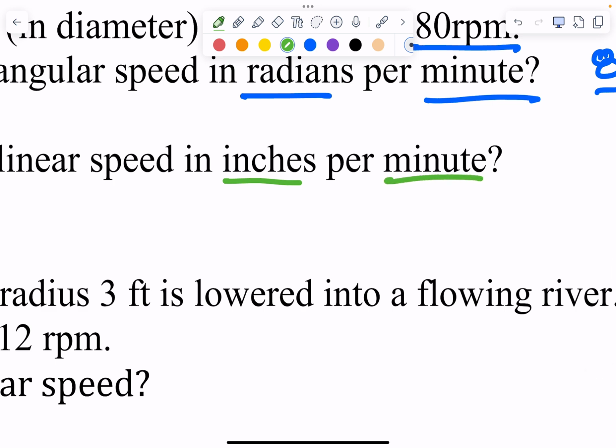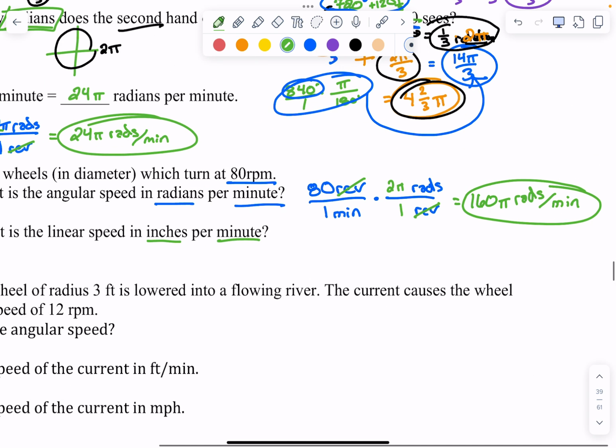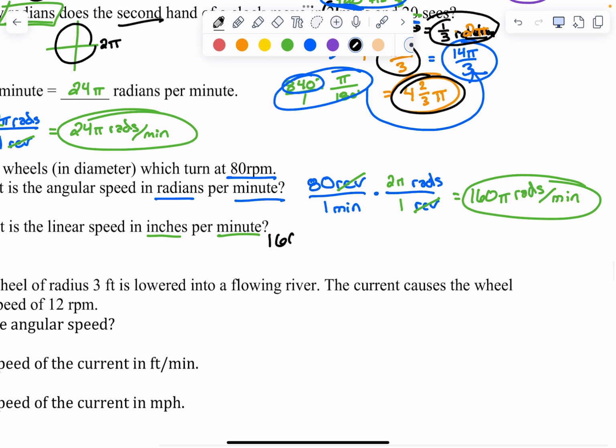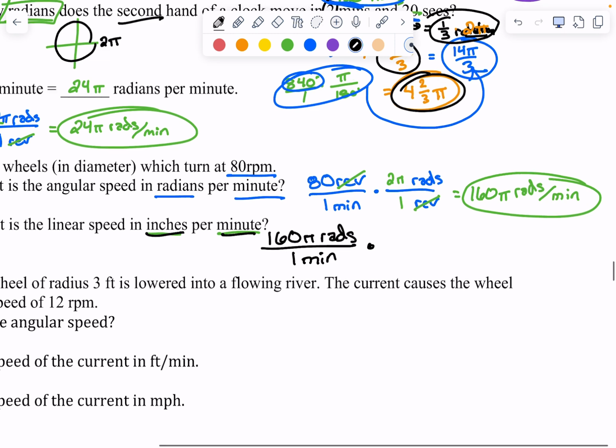I'm just doing another unit multiplier, and I'm starting with what I ended with right here, which is 160 pi radians per 1 minute. I'm just starting with this, okay? And instead of that, I want inches per minute. So I have to change radians to inches.